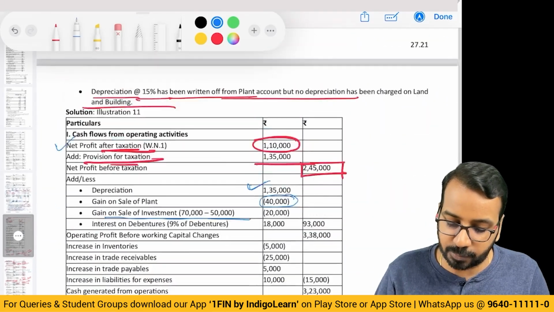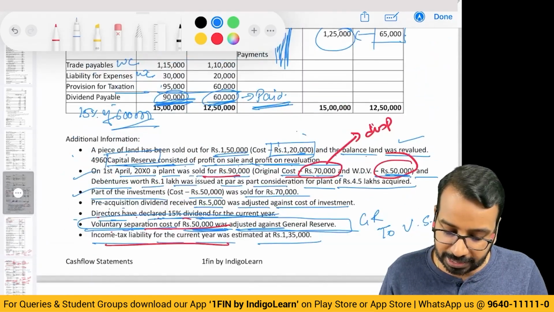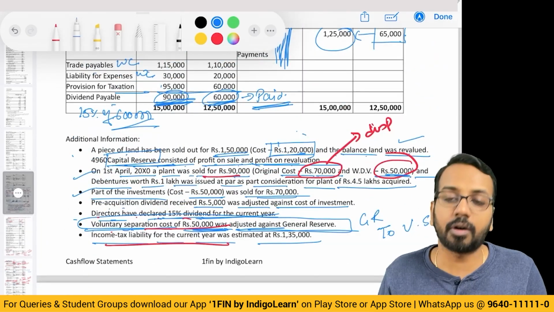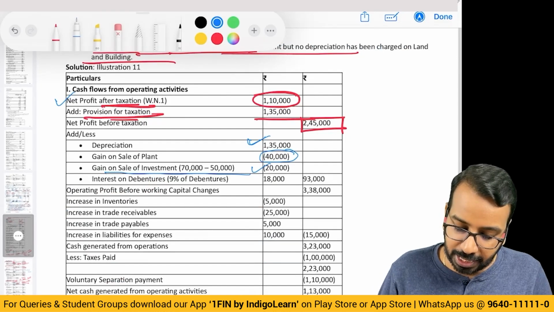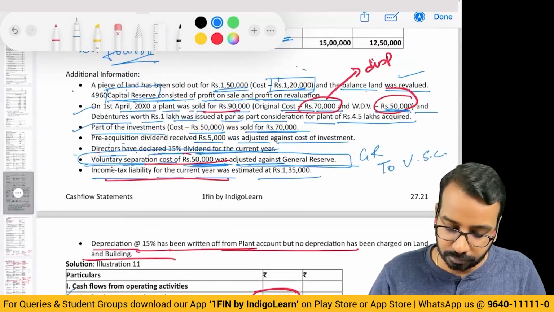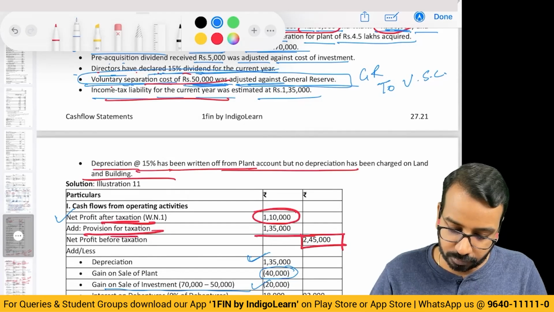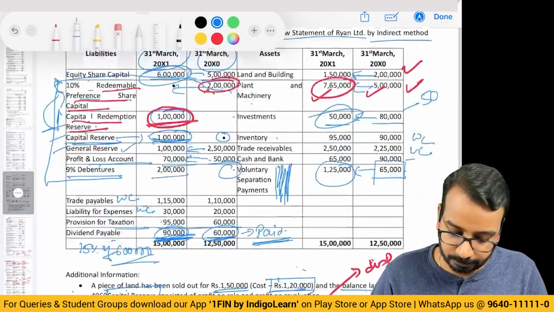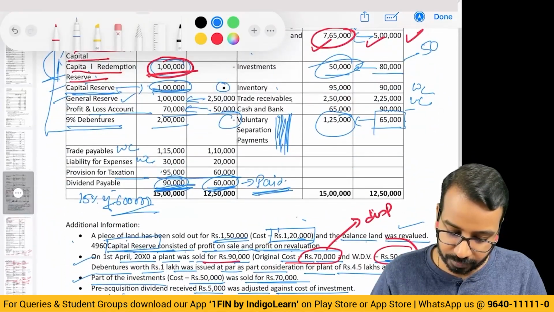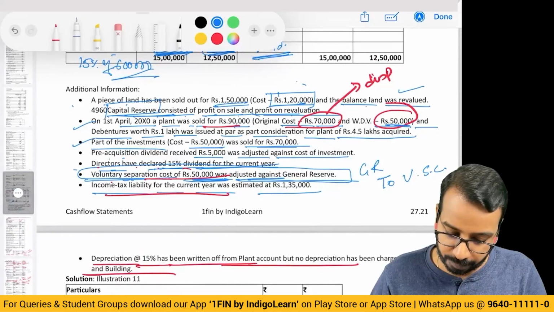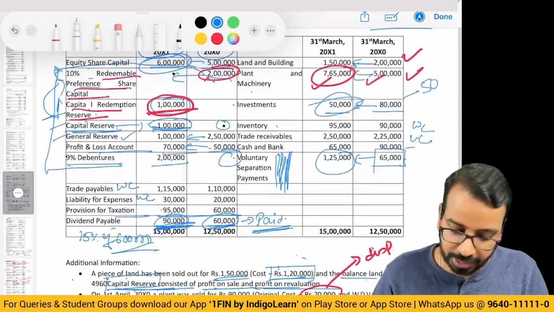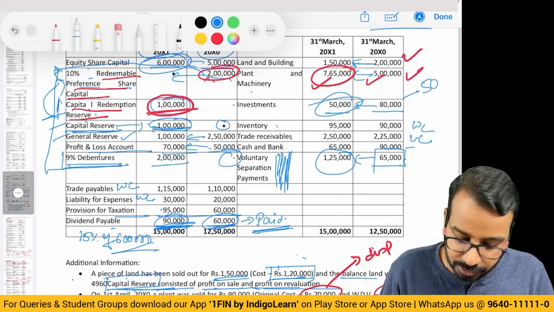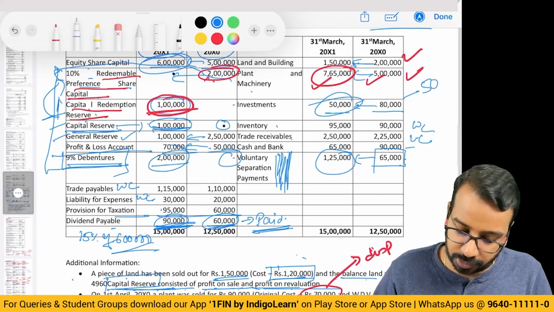Gain on sale of investment. This also is the information directly given. Cost 50, sold for 70, which is 20,000. Then that is done. Okay, then we have 9% debentures and we have 2 lakhs worth of debentures.